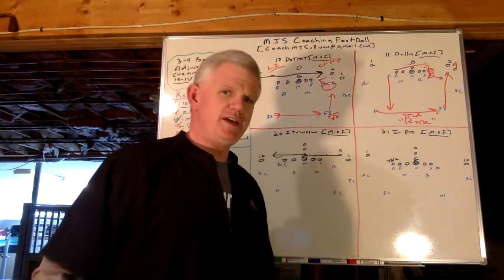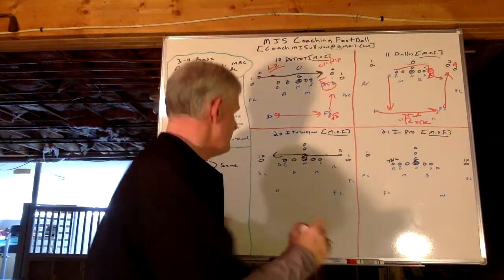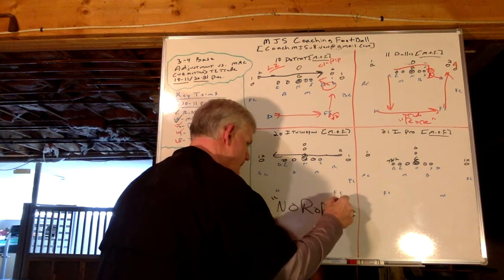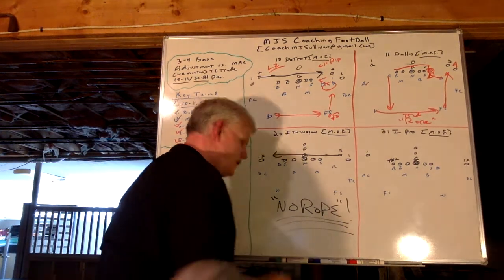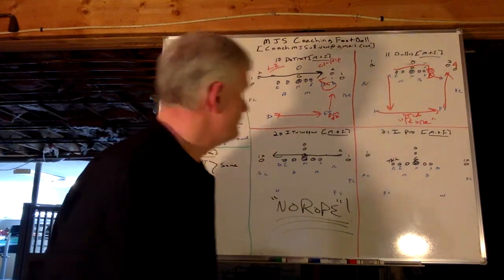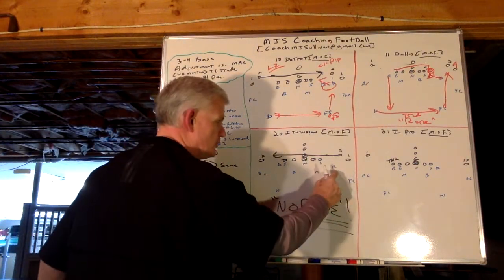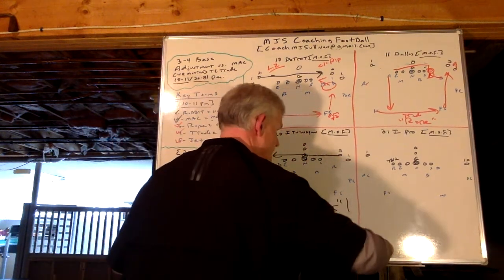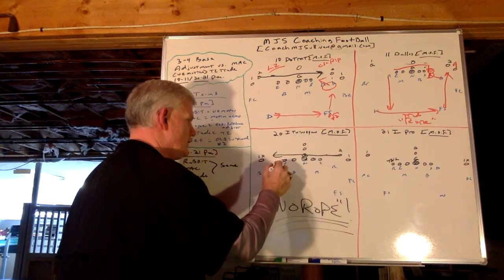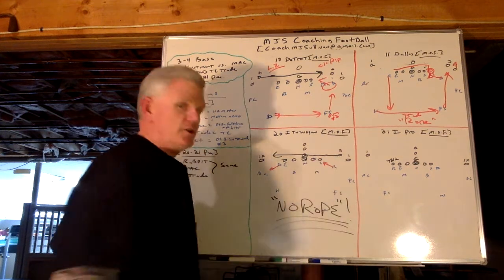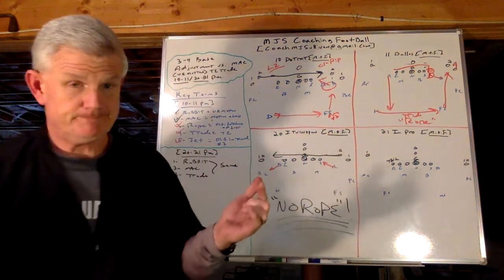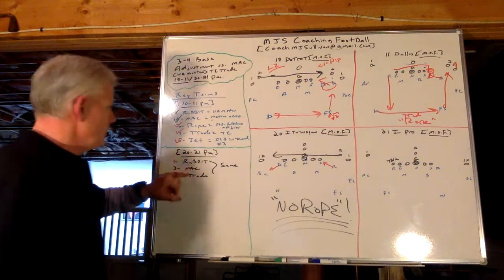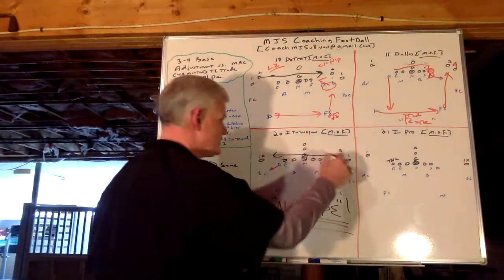Here's a big difference. In two-back formations, 20 and 21, no rope. No rope, no rope, no rope. It's not necessary. Two detaches. He's in a ghost. He moves over here. Yes, it goes from Rip to Liz. Now he detaches and he's the ghost. Done. So in two-back, the Mac motion is handled by the outside linebackers.